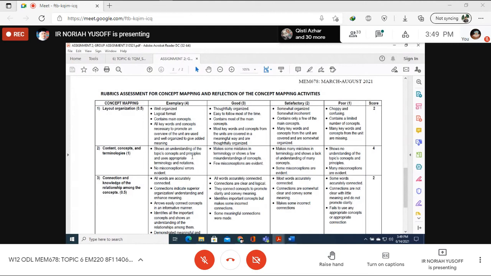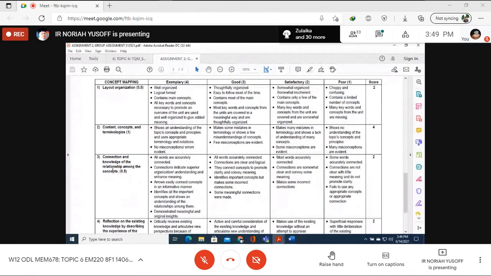Okay, shows an understanding of the topics, concepts and principles, and uses appropriate terminologies and notation. So no misconception or errors are evident if you want to get the exemplary 4 points. Okay. So the connection and knowledge of the relationship among the concepts. So this one gets 2 points. You must show clear connections from point number 1 to point number 2, whether there is any connection or not. If there is, then show how you connect from each point.